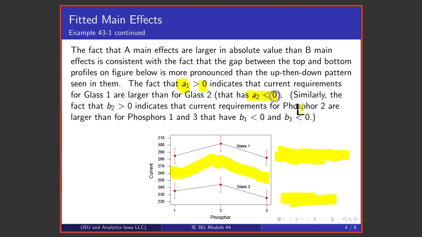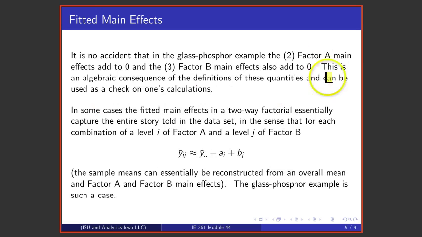Glass number 2 has a negative fitted main effect, and the fact that the fitted effect for phosphor number 2 is positive and the other two are negative is consistent with the fact that these are bigger than their corresponding y bars for their particular glasses. So I've already said that it's no accident that A main effects add to 0, B main effects add to 0. It's a consequence of how these things are defined.